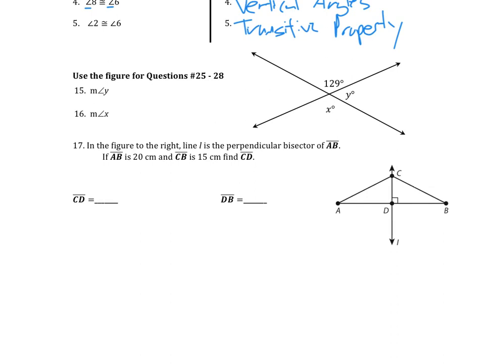All right, 15 and 16 using the same diagram here. So 129 and y form what type of angle relationship? It's a linear pair. Linear pairs add up to 180. So then 180 minus 129 gives us 51.